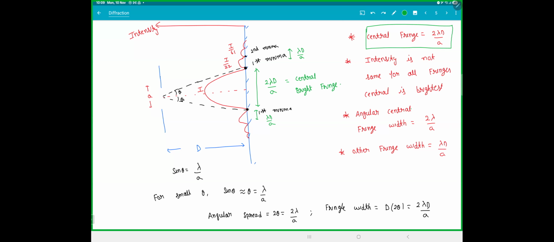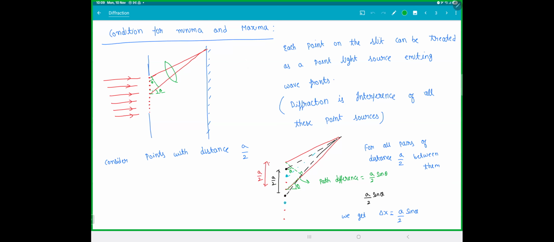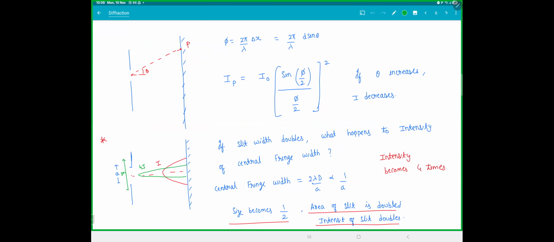And once you know the path difference, delta x, how much is delta x? We derived here, a by 2 sine theta. I can find the phase angle, which is 2 pi by lambda delta x. And then the formula for intensity is given by this. Not that important, a little rare, but it is there.